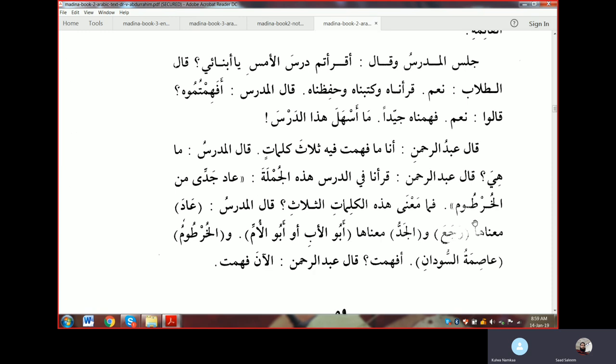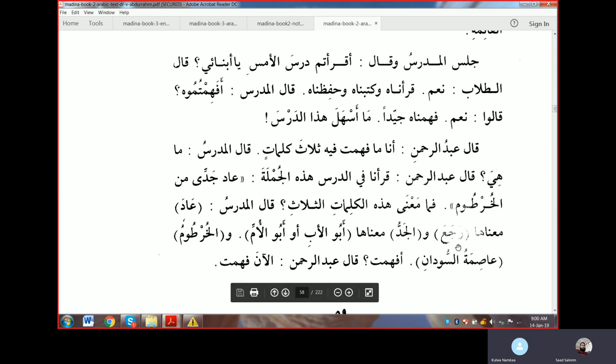Min al-Khurtum, from Khartoum. Khartoum is the name of a place. My grandfather returned from Khartoum. Ada, its meaning is raja'a, to return. Al-jaddu, its meaning is abul abi or abul ummi, the father of the father or the father of the mother.